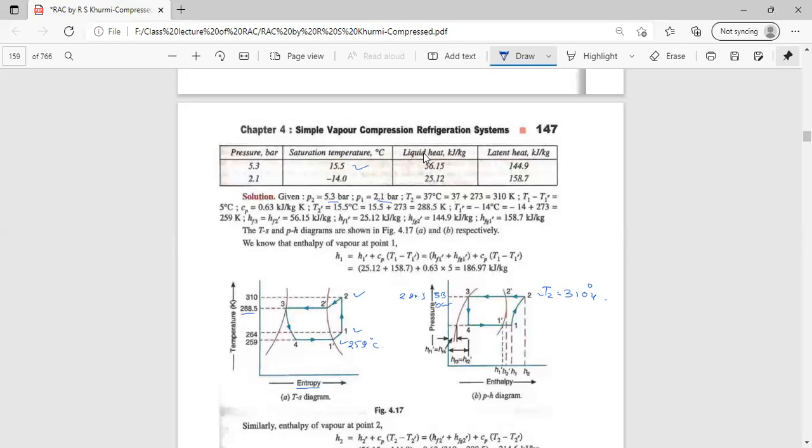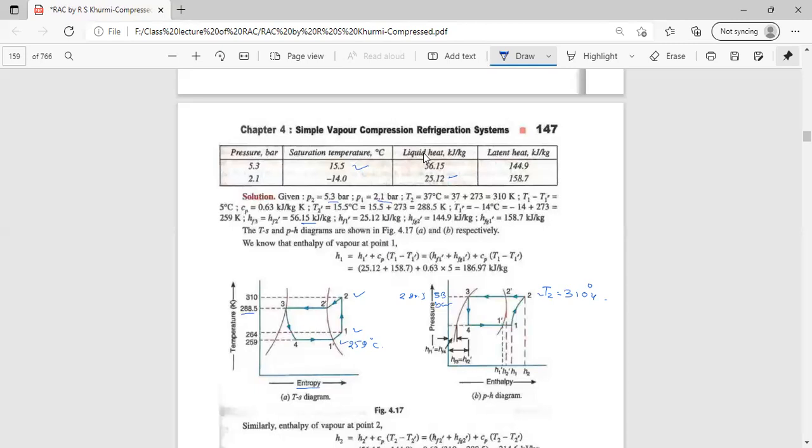That is 56.15. Why is it the same? Because no sensible heat is being added here. So the sensible heat which was present at point 2 dash must be equal to the sensible heat at point 3, which are both equal to 56.5. And HF1 is the enthalpy of the fluid at point 1 dash, which is on the saturated line, given as the liquid heat 25.12. So what you have got.